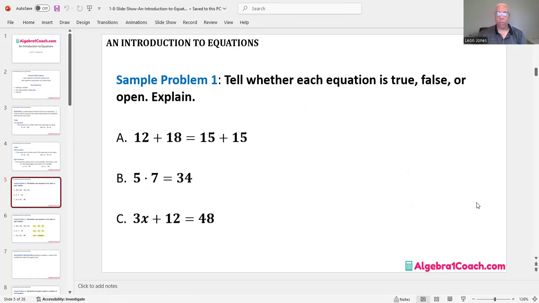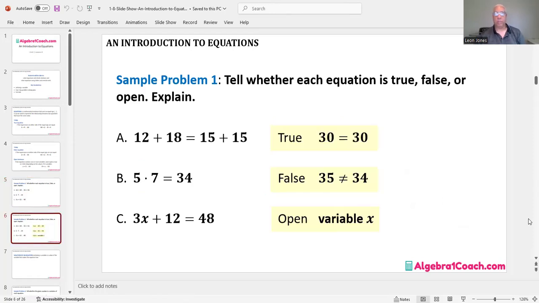Now, sample 1. Tell whether each equation is true, false, or open. A, 12 plus 18 equals 15 plus 15. That's true. 5 times 7 equals 34. It's false, 5 times 7 equals 35. And then 3x plus 12 equals 48. What is that? That is an open equation. Why? Because it has a variable. There are the answers right there.